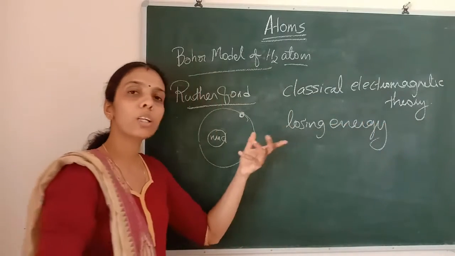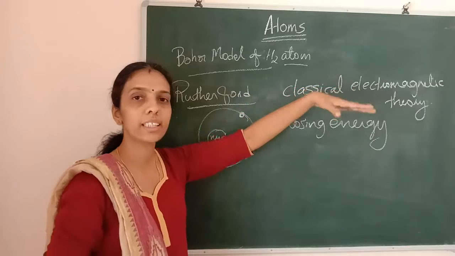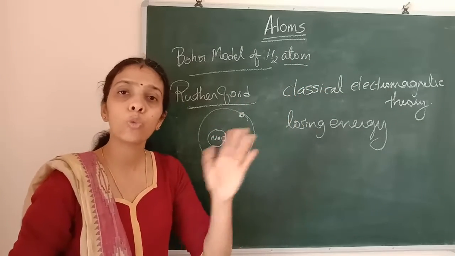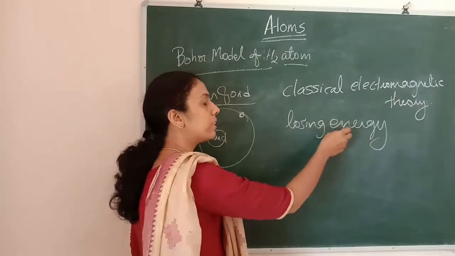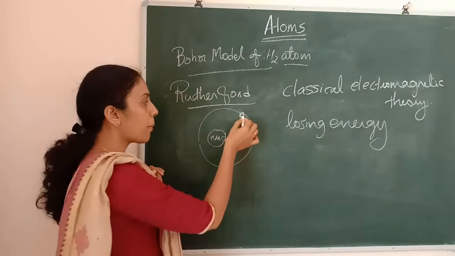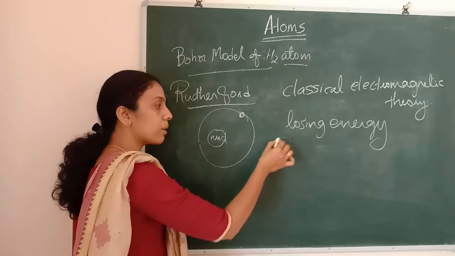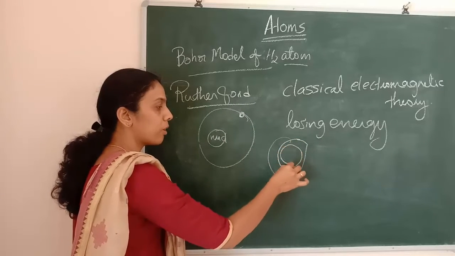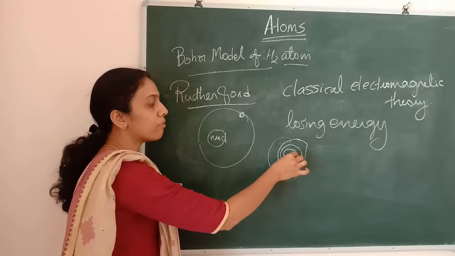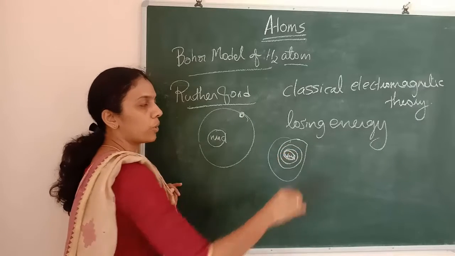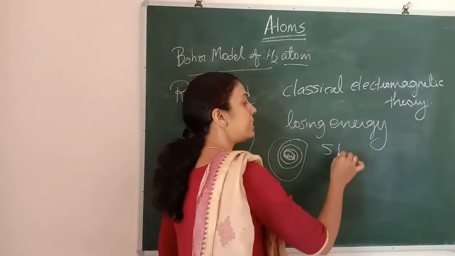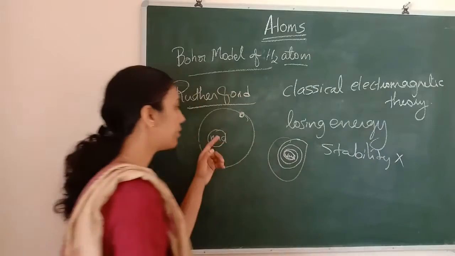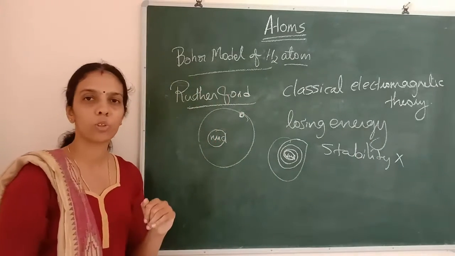As per electromagnetic theory, when the electron is revolving in a particular orbit, it will be losing energy. If it is losing energy, what will happen? Can it stay in the same orbit itself? No. It will keep decreasing in energy and spiral inwards, and finally it will come to the nucleus itself. So stability can't be explained. Stability is not there for the atom in the case of Rutherford's model.